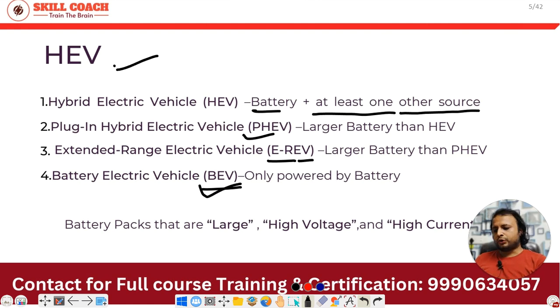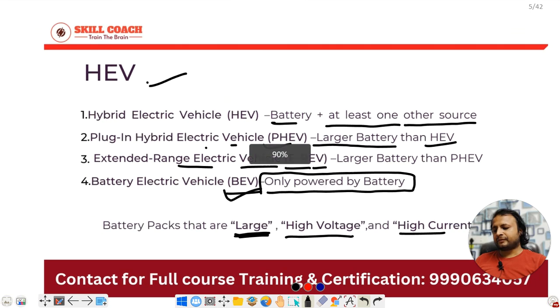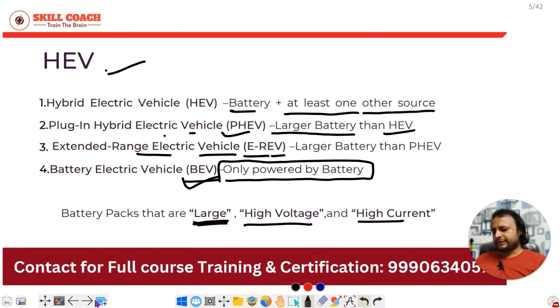That is the only type we call pure battery electric vehicles. If you don't know these terms, go back to the first video of this lecture series. In plug-in hybrid electric vehicles, we use a larger battery than in hybrid electric vehicles. In extended range electric vehicles, we use an even larger battery than PHEVs. And in battery electric vehicles, we have only one power source, that is the battery only. What is the meaning of these large battery packs? Large size means high voltage and high current. Okay friends, let's move ahead.